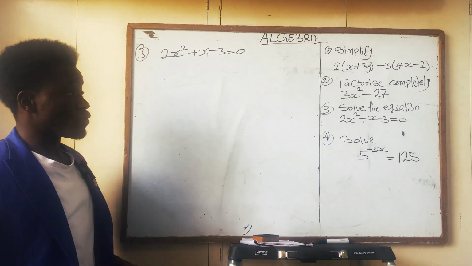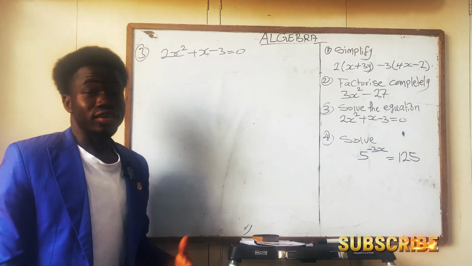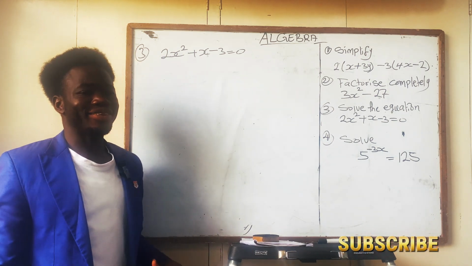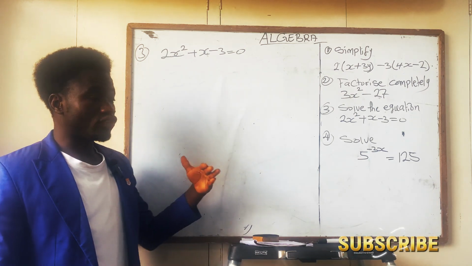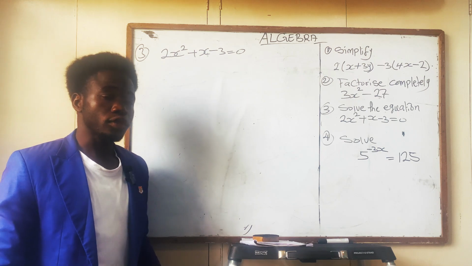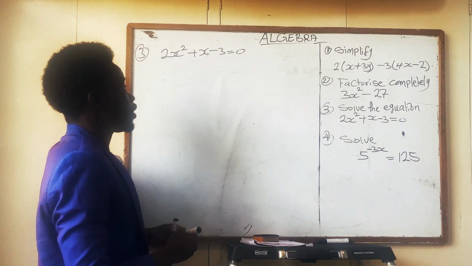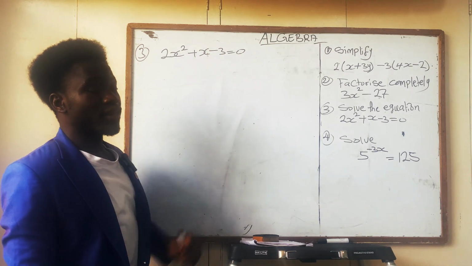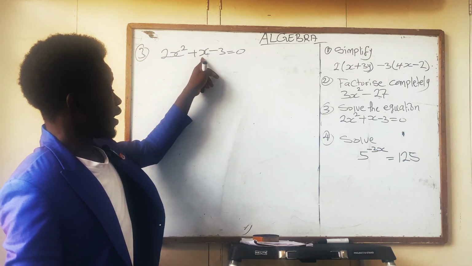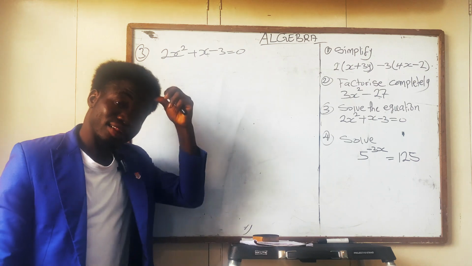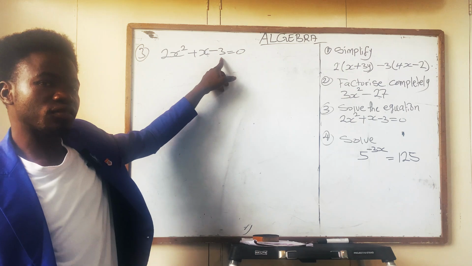The third one says that we solve the equation 2x squared plus x minus 3 is equal to 0. This is a quadratic equation and you can easily pick your calculator to solve it. But here's the case: in the theory, you need to show your working. So you need to find factors that when you add them, you get x, but when you multiply them, you get negative 6. How do we get a negative 6? We pick 2 times negative 3 to have the negative 6.